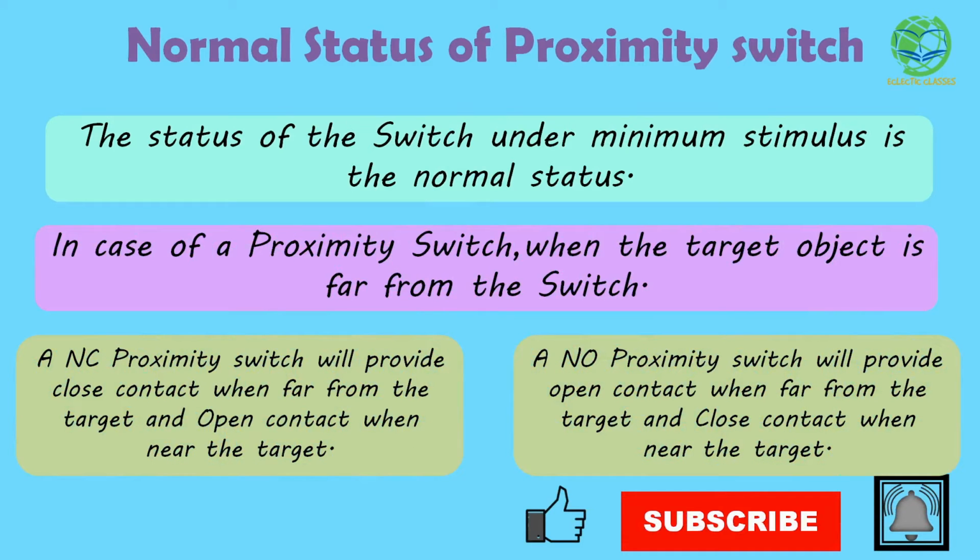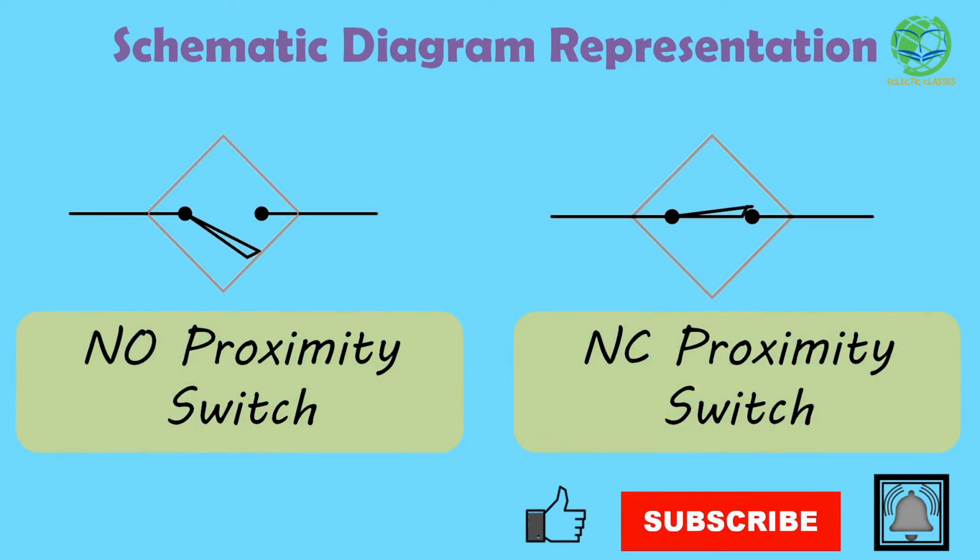Normal status of a proximity switch. As explained in my previous video, the normal status of a proximity switch will be the condition of minimum stimulus. That is, when the proximity switch is far from any actuating object or target. So, an NC proximity switch will be providing a closed contact at its output when it's far from the target and open contact at its output when near the target. These two are the schematic diagram representations of proximity switches, NO proximity switch and NC proximity switch.